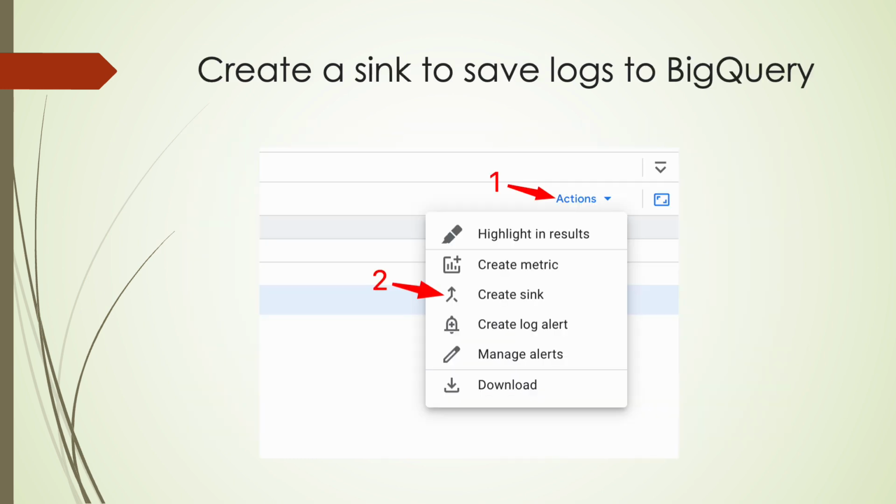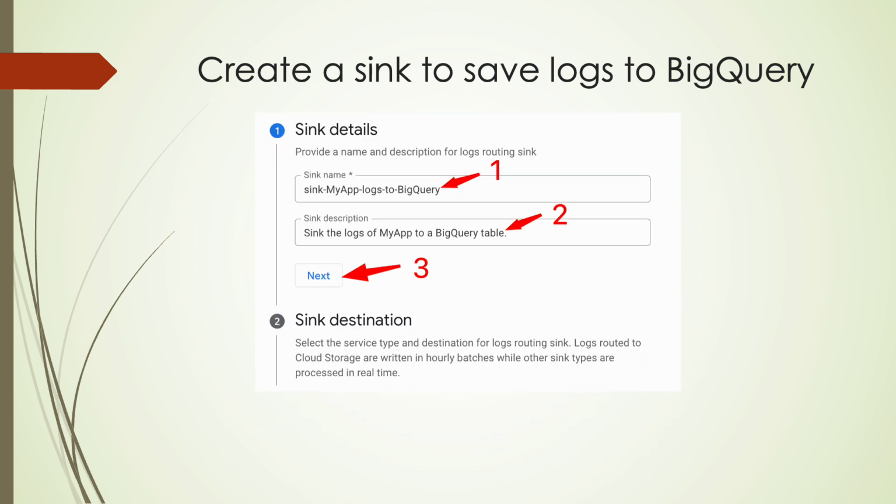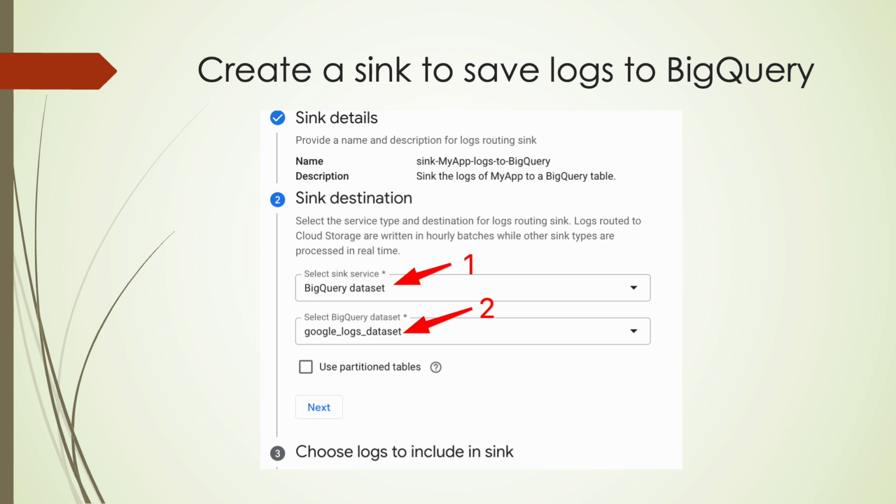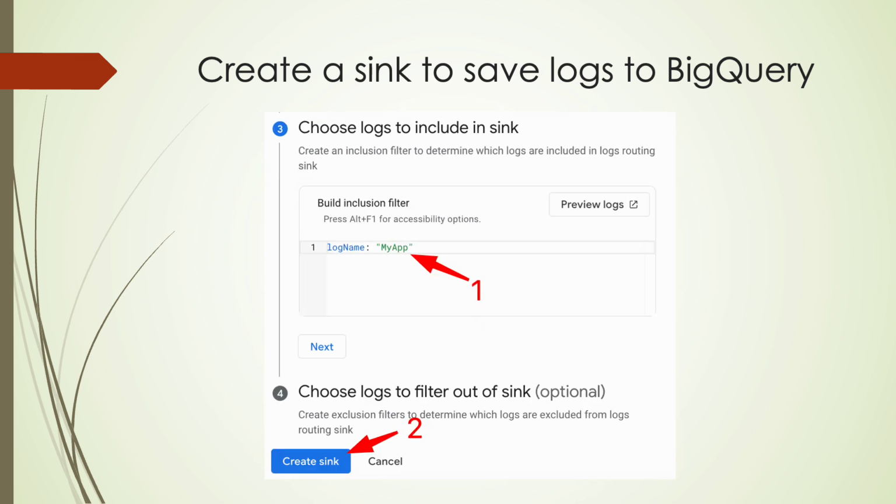Now we can create a sync to save logs to BigQuery. Find the Actions menu in the Logs Explorer, which should be located on the middle right of the page. Choose Create Sync from the drop-down. In the window to create the sync, first specify the sync name with an optional description. Then choose BigQuery Dataset as the sync service and choose the dataset we created in the beginning as the destination. Finally, specify the query to filter the logs. Since the sync is created from the Logs Explorer, the query is copied for us automatically. We don't need to change it and can click Create Sync directly to create the sync.